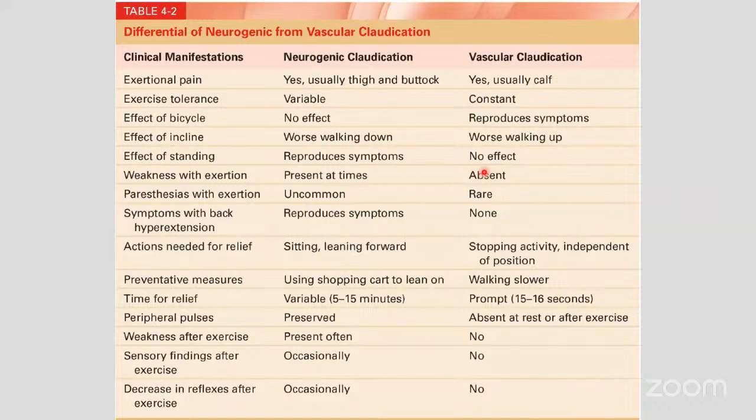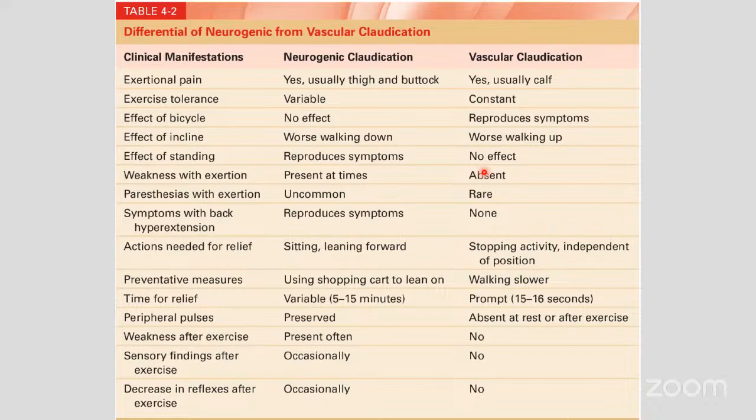Lumbar canal stenosis especially presents to us with neurogenic claudication, that is, exertional pain occurring over the thigh and the buttock with exercise intolerance and other symptoms. This is a table to differentiate between neurogenic claudication versus vascular claudication. Vascular claudication worsens with exertional pain. Same goes for neurogenic claudication, but vascular claudication is limited to the calf. There is a constant effect of exercise tolerance, and a bicycle will not reproduce the symptoms.